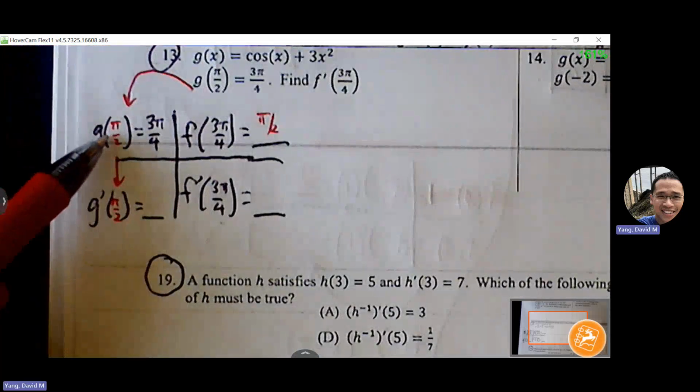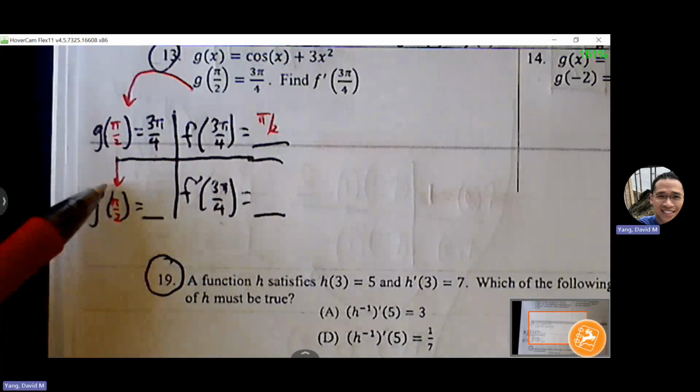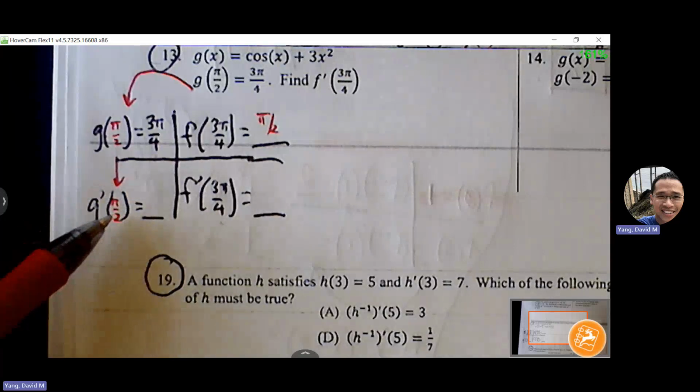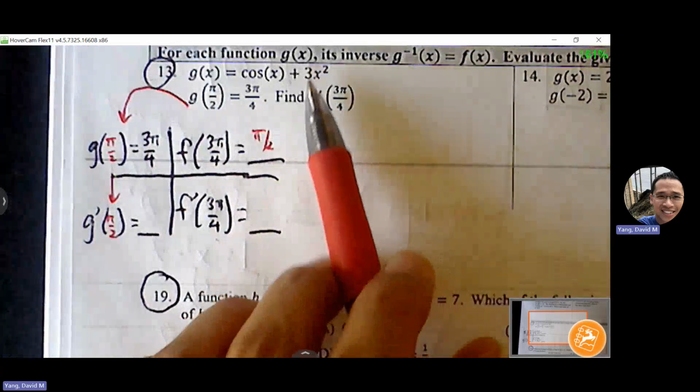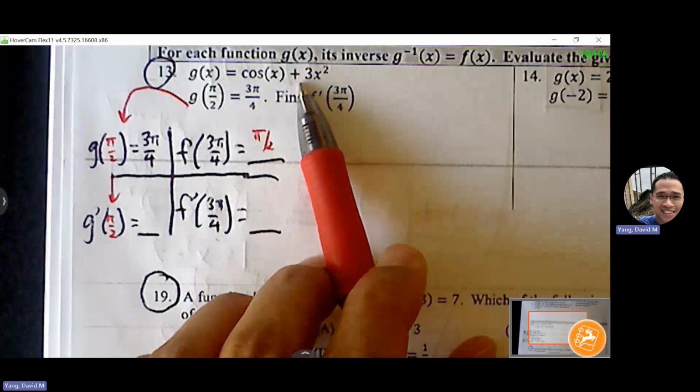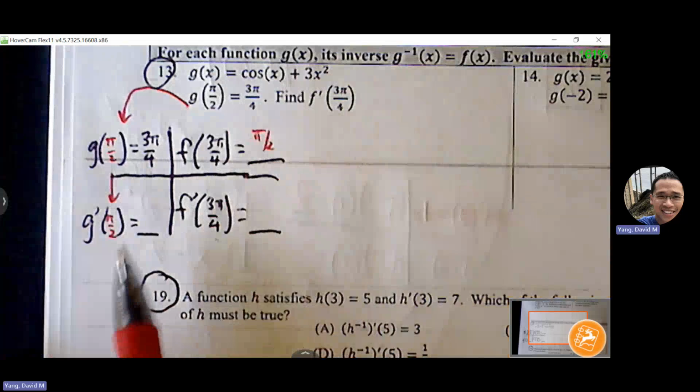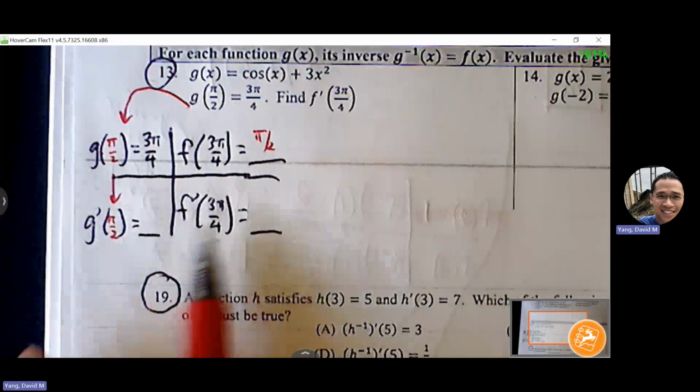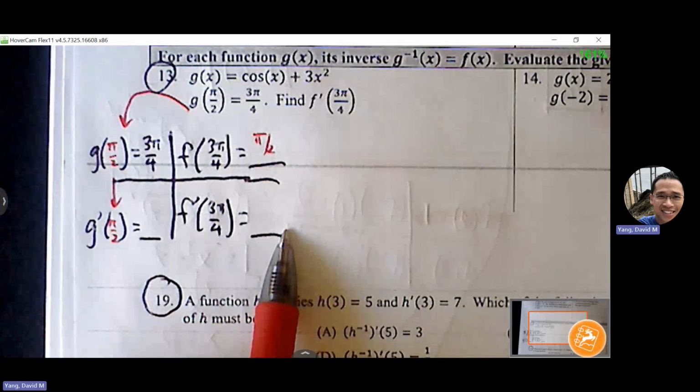So once I know what the x value is, I'm just finding the derivative of my g at pi over 2. So two-step process here: find the derivative, plug in pi over 2, get a numeric value. Once you get that numeric value, just flip it, and that's your f prime of 3 pi over 4.